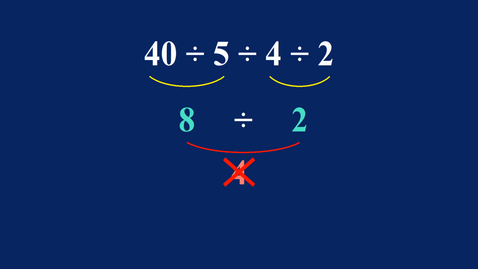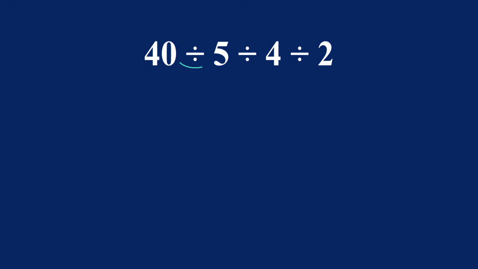But this answer is not correct, because according to the order of operations, when we have more than one division in an expression, we have to work from left to right. So here first we have to do this division, then this division, and finally this division. If we do this division before this division, it's wrong. So first we have to do this division.